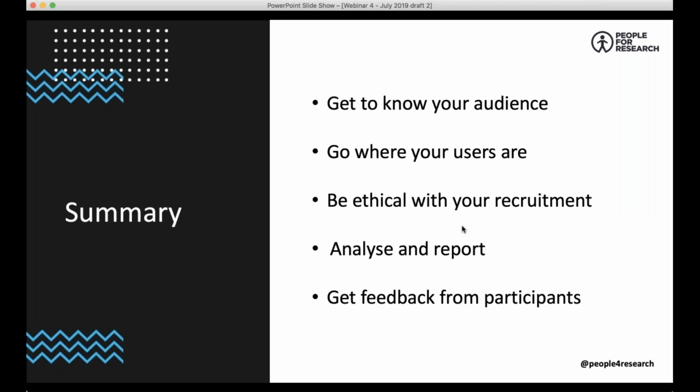So as a summary, get to know your audience, go where your users are, be ethical with your recruitment, which probably applies to your research as well. Analyze and report to monitor and get a feel for it. Is the approach you've chosen successful? Is it working? Can you adapt it? Can you test it? Can you improve it? And get feedback from participants. See if they're happy with what you're doing.